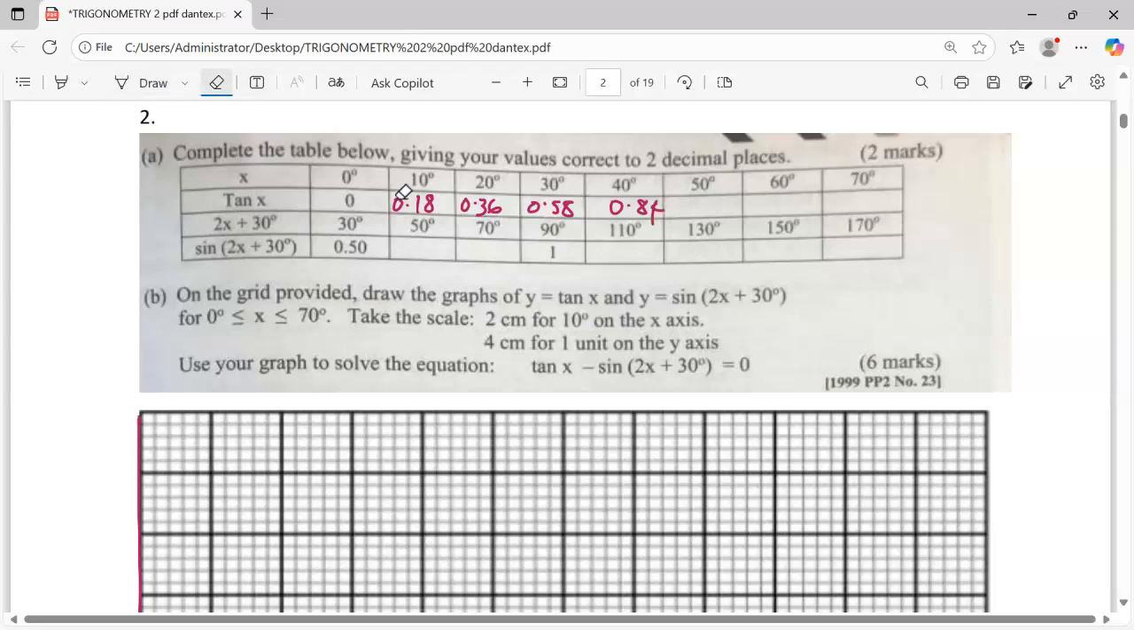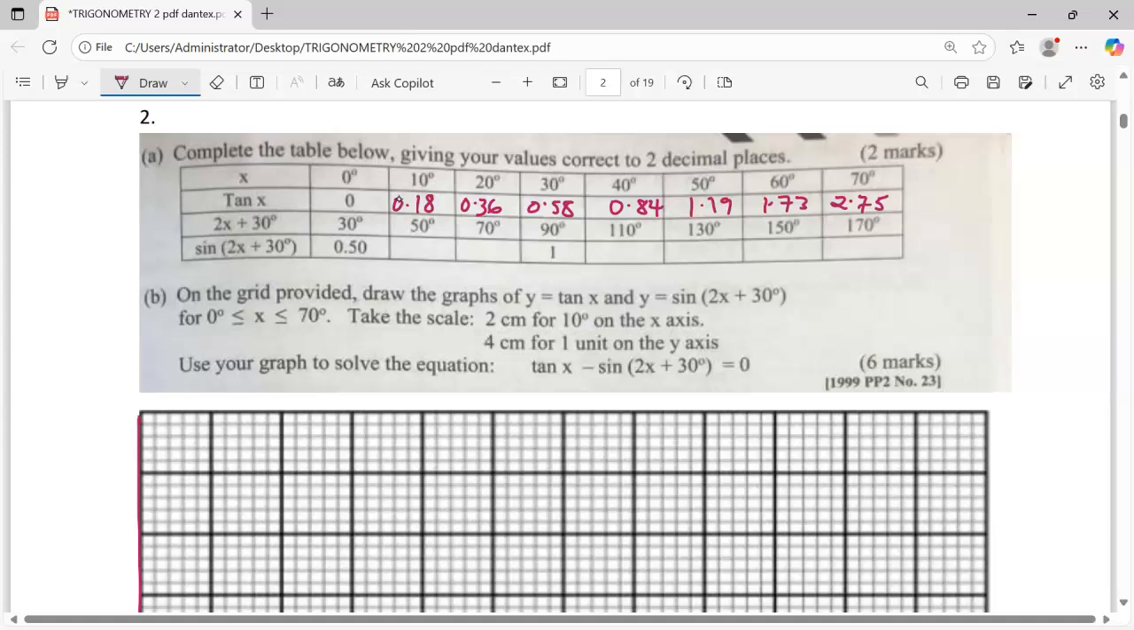Next is tan 50, which will give us 1.19. Next is tan 60, which will give us 1.73. And lastly, tan 70 will give us positive 2.75. Next, we have tan 2x plus 30, which has been done from 30 degrees all the way to 170.